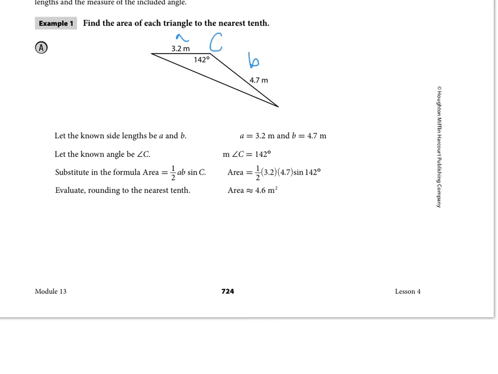Make sure your calculator is in degree mode, and then honestly it's just evaluating it, crunching it in your calculator, and then make sure that you are rounding to whatever they asked you to round to. In this case the nearest tenth, so 1 decimal place. And we get an approximation. It won't be exact because we don't have the exact height, but it will be a very close approximation to the area. So in this case the area is 4.6 meters squared. Don't forget to add those units at the end in any area problem.